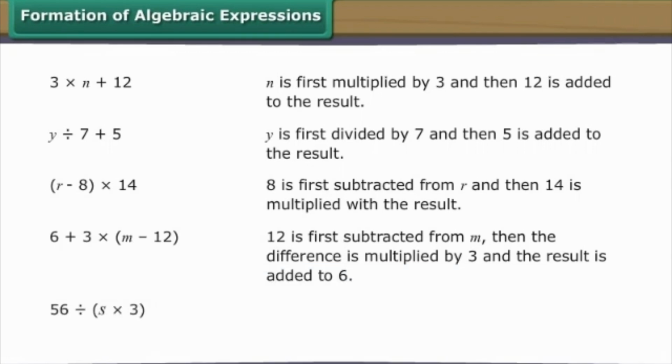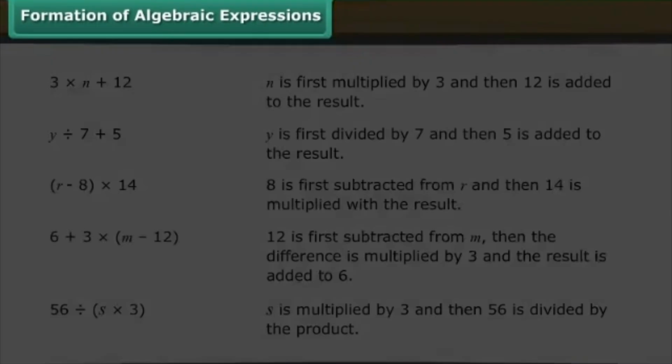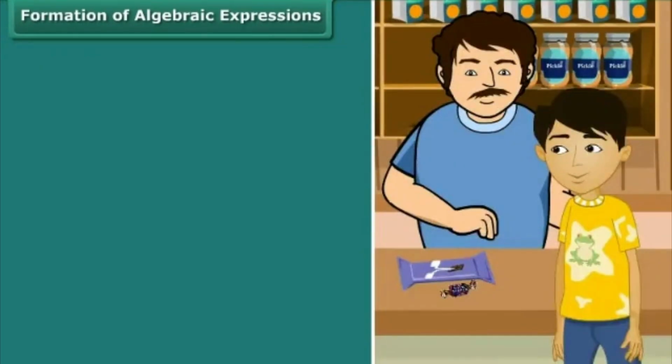56 divided by bracket starts S into 3 bracket closes. S is multiplied by 3 and then 56 is divided by the product. Let us now express some real-life situations with the help of algebraic expressions.